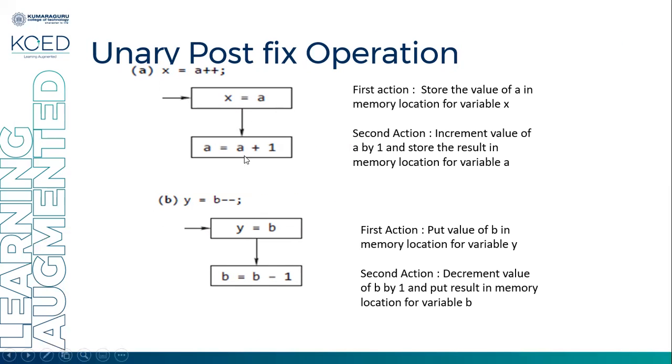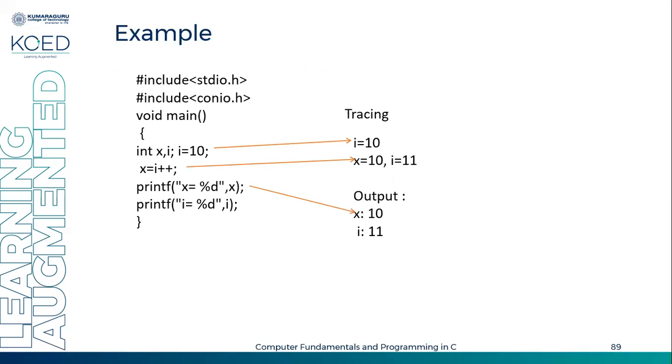Likewise, when we give a pre-increment, x equal to plus plus a, first what will happen? The value of a will be increased by 1. It will be stored in the memory location of a, as well as the increased value will get stored in the memory location of x also. Here also, if we give y equal to minus minus b, what will happen? First the value of b will get decremented by 1. The value is updated in the base memory location as well as assigned to y. That means the same value is stored in y's memory location. That is the difference between the unary prefix and unary postfix operations.